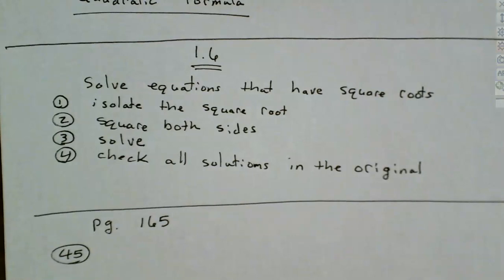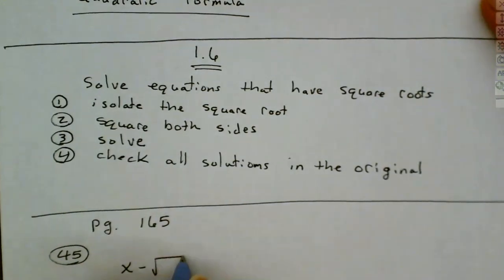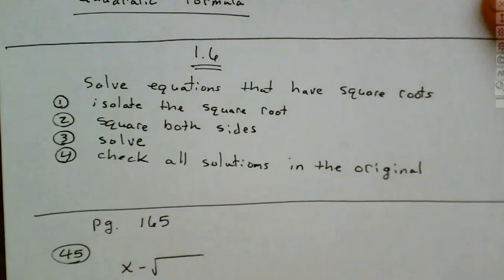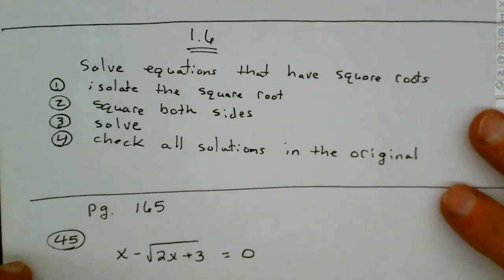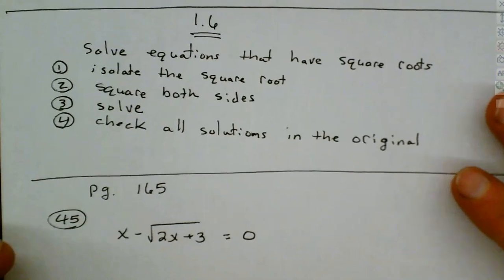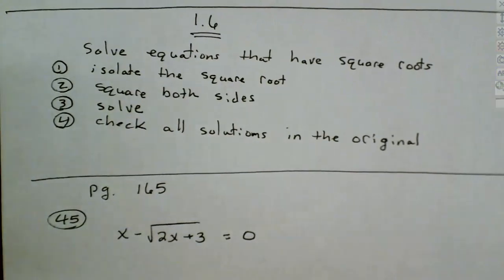Okay, so this is what we're looking at here. We've got x minus the square root of 2x plus 3 equals 0. So this is what we've got. Now, these are really not that difficult to solve. But we need to follow our step-by-step procedure. So the step-by-step procedure, step number 1 is what do we need to do? We need to isolate that square root.